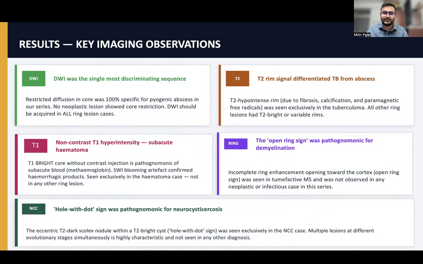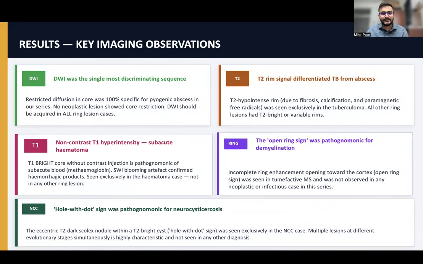Restricted diffusion core was 100% specific for pyogenic abscess in our series. T2 rim signals differentiated TB from abscess. A T2 hypointense rim due to fibrosis, calcification, and paramagnetic free radicals was exclusively seen in tuberculoma. All other ring lesions had T2 bright or variable rims.